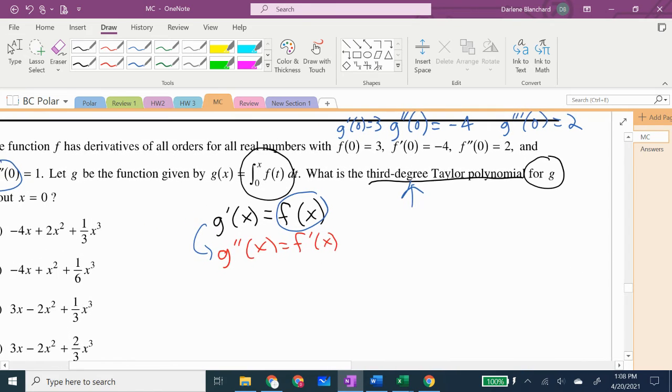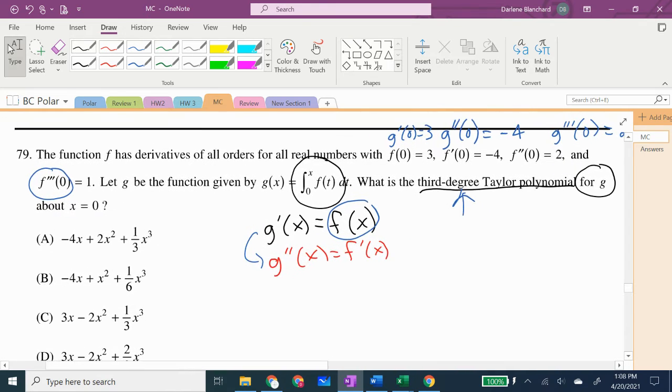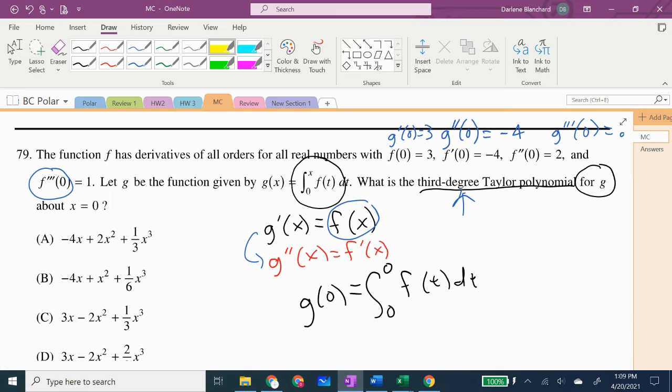And does it tell me anything? Oh. Because I actually need to know G of 0, G prime of 0, G double prime of 0, and G triple prime of 0. Those are the things I need to get this. What is G of 0? It is 0.